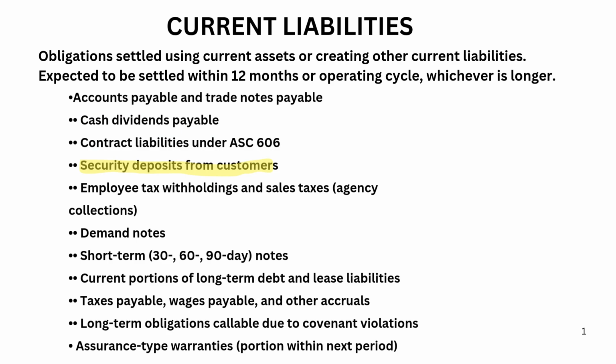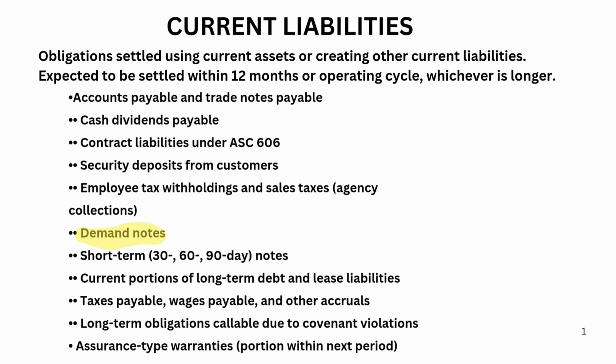4. Security deposits from customers. If customers give deposits that may need to be returned within the year, these are current liabilities. Example. A utility company holds customer deposits for a year. 5. Employee tax withholdings and sales taxes, agency collections. The company collects these on behalf of others, like governments, and must pass them on. Example. Sales tax collected from customers or income tax withheld from salaries.